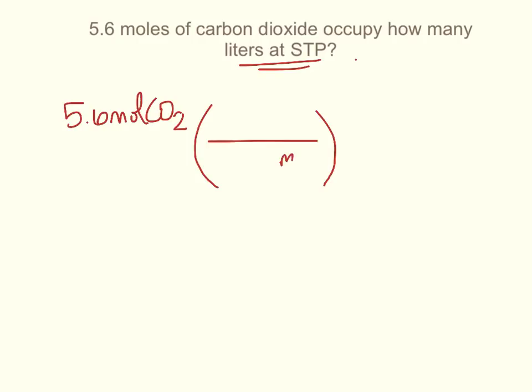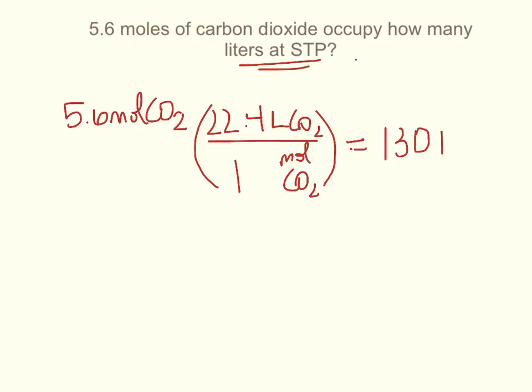So my moles of carbon dioxide, I want to cancel, are going to go down here. For every 1 mole of carbon dioxide, I have my molar volume, 22.4 liters of carbon dioxide, or any other gas for that matter. And of course, then my moles are going to cancel. Liters will be my units. When I do my math, I get like 125 point something, but I need only 2 sig figs. So I'm going to round that to 130 liters of CO2.